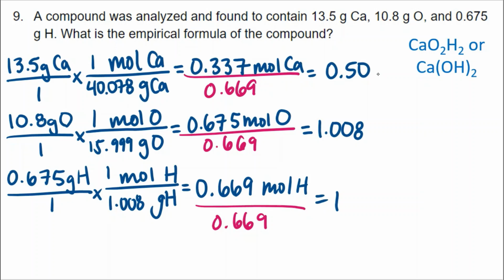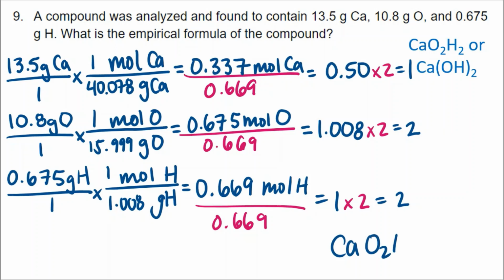So I'm going to go ahead and double. And so this will give me a ratio of 1 calcium for every 2 oxygens and 2 hydrogens. So that's going to give me CaO2H2. Or if you recognize that this is an ionic compound here, that's just hydroxide. So a better formula would be this guy right here. But I would accept either answer as correct.